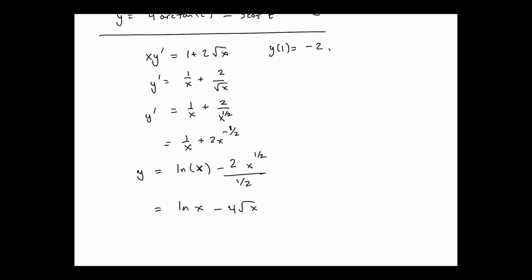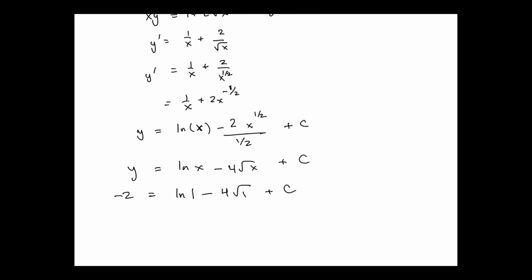Okay, so that's what we get for y. Now, what have I forgotten here? A plus c. Okay, so there's also this unknown constant that I don't yet have determined. But I do have some extra information, namely, what happens if I plug 1 into this? What should I get? -2. All right, so -2 needs to equal natural log of 1 minus 4 square root of 1 plus my constant. All right, what's the natural log of 1? Thank you. What's the square root of 1? And so what does c need to be? 2. Okay, and so we get that.